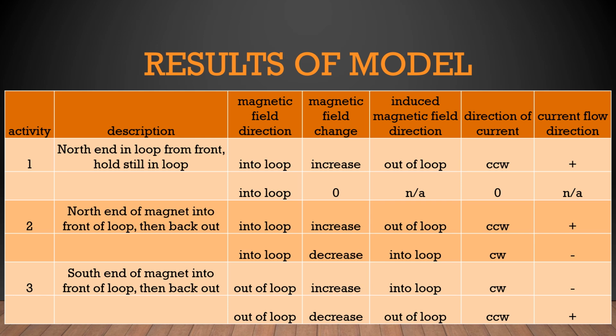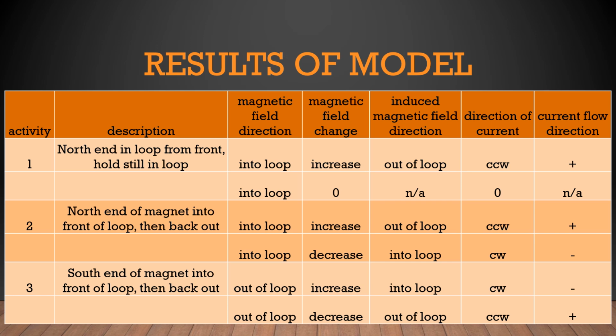The first activity was taking the north end of a bar magnet, sticking it into the loop from the front end, the end facing us, and then holding it still. The secondary movement was just holding the magnet still. So what we observed was that the EMF produced a force that was pointing out of the loop once we stuck the north end into the loop. And the secondary part of that was when we were just holding the magnet still. It didn't produce an EMF in that case because the magnet wasn't moving.